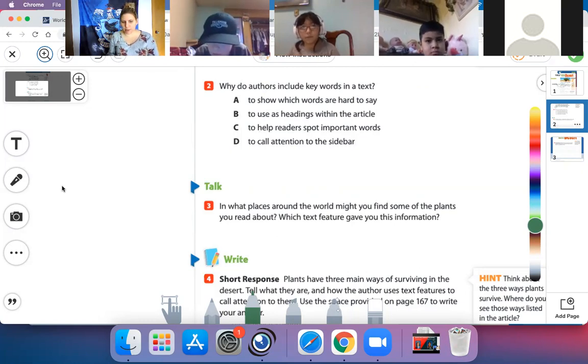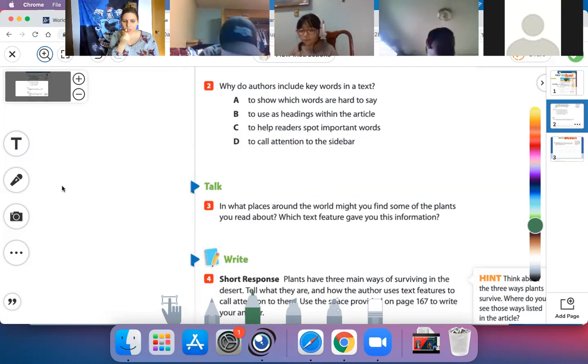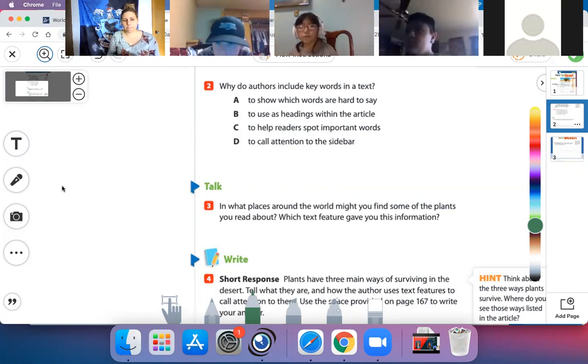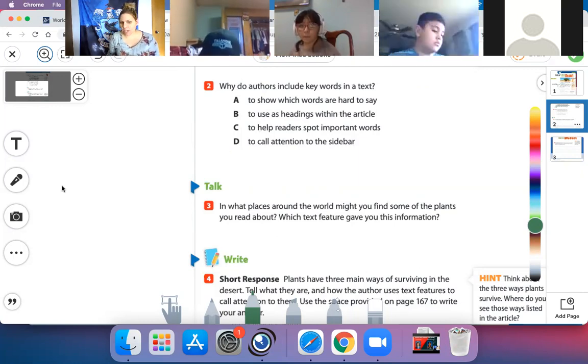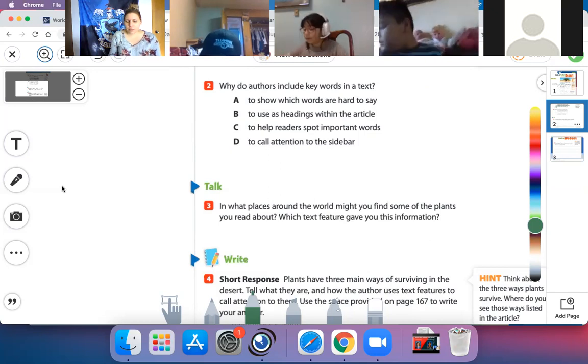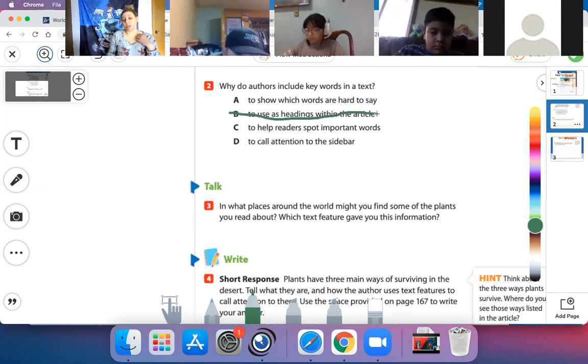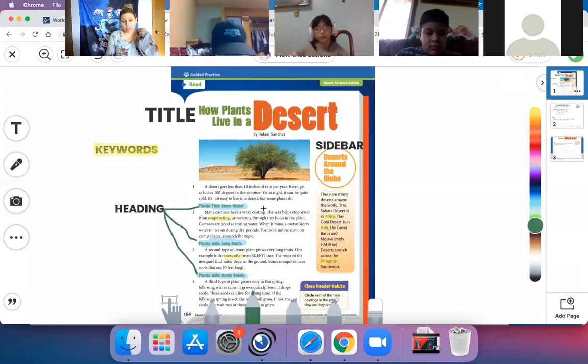Elijah, JL, very good. Alani, not quite. Sam, good. Jaslyn, not quite. Look at all your choices here. AJ and Alani, not quite. So it's not the headings, you guys. The headings are bolded, but those aren't our key words. When I look in our text, our key words were inside the paragraph.